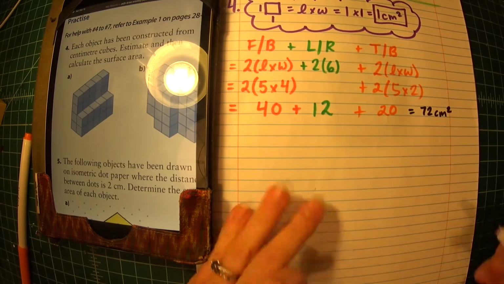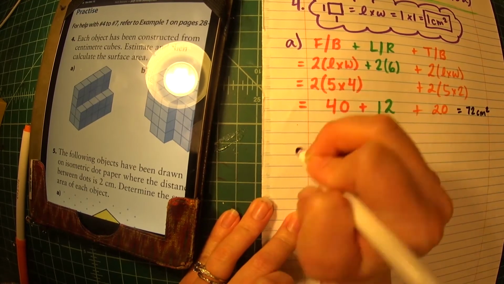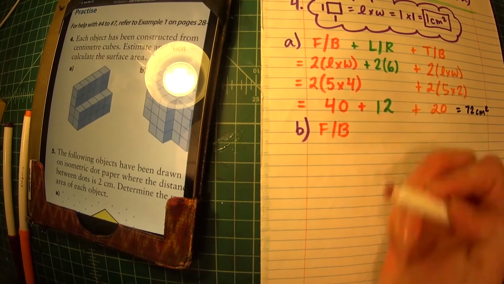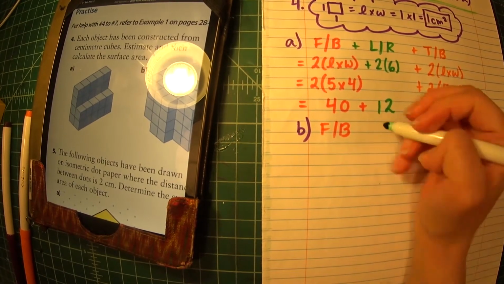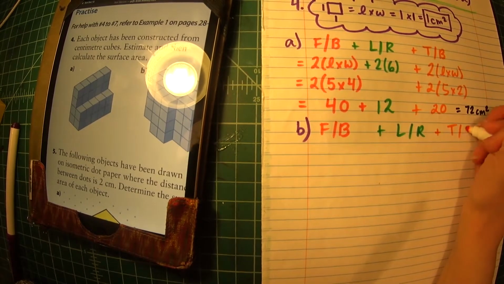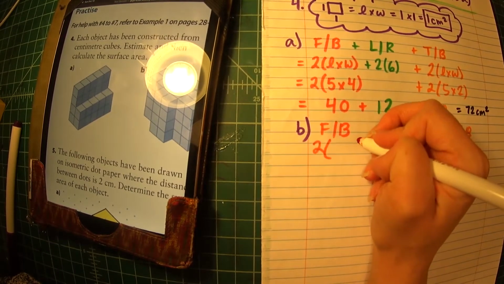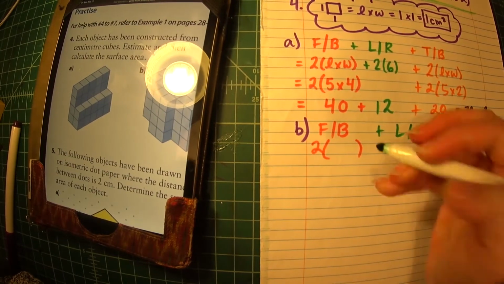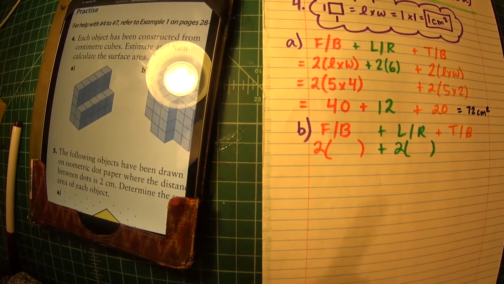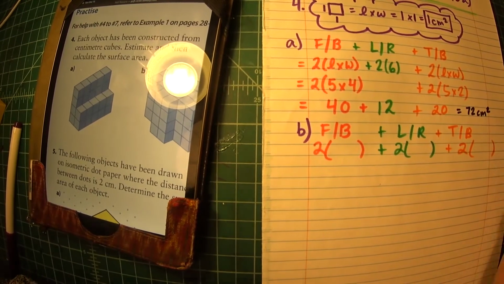All right, on to B. So that was A, on to B. Okay, I'm going to start the same way. Front to back. Left, right. Top, bottom. Okay, always starting with my views. Front and back, whatever I get for the area of the front, double it to account for the back as well. Left, right, whatever I get for the left, double it to account for the right as well. And finally, whatever I get for the top, double it to account for the bottom as well.